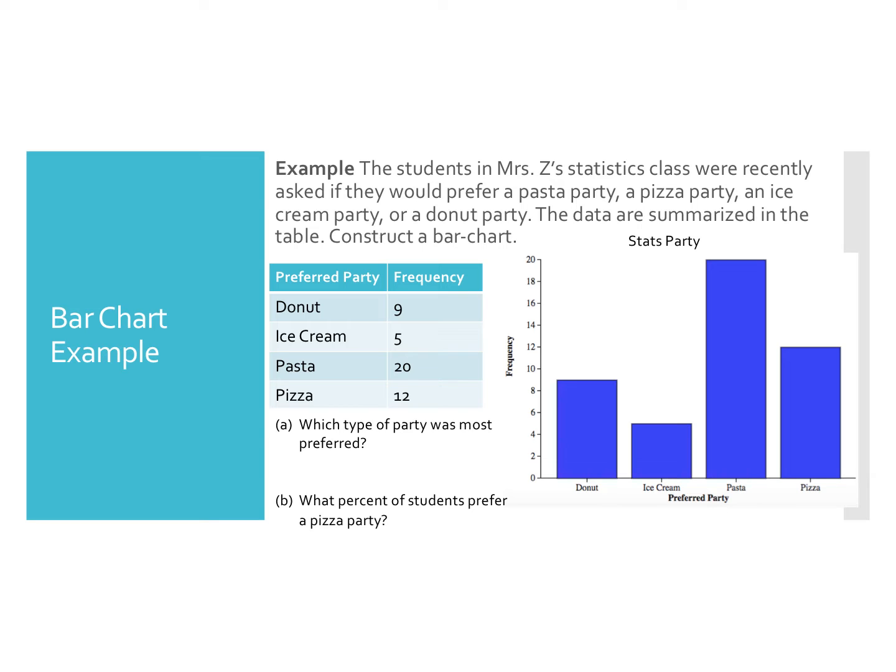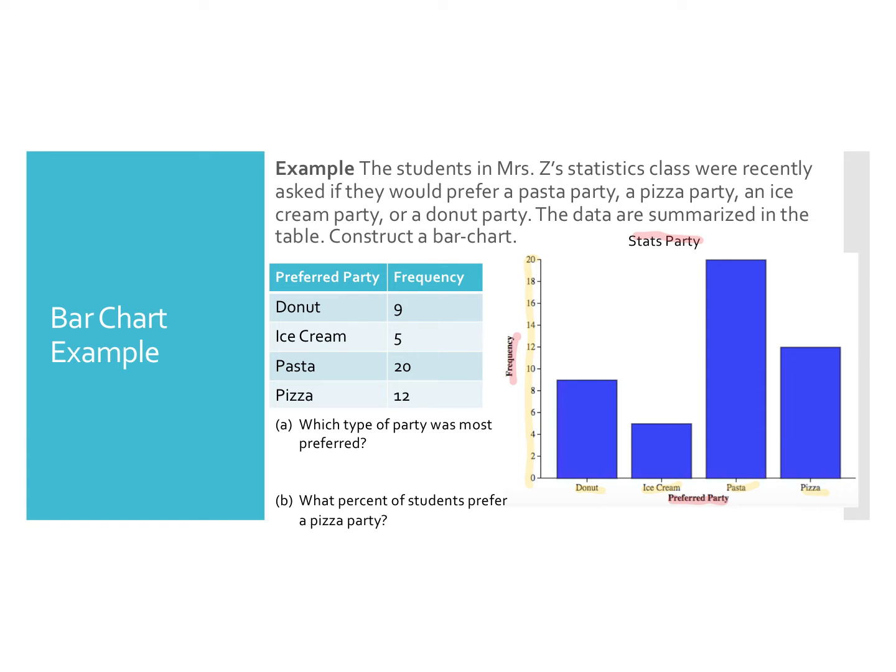A couple things that I'm looking for when you create a bar chart. You need to have a title. You need to have horizontal and vertical labels. Notice we also have a consistent scale on the vertical axis, and we have each of our categories roughly equal width for bar and approximately the right height for the count in the table.